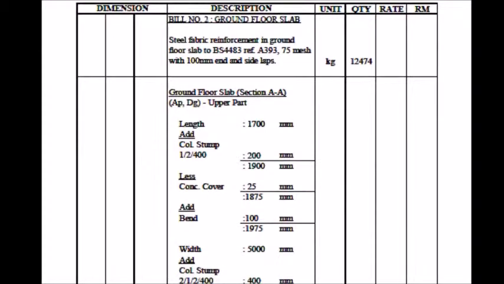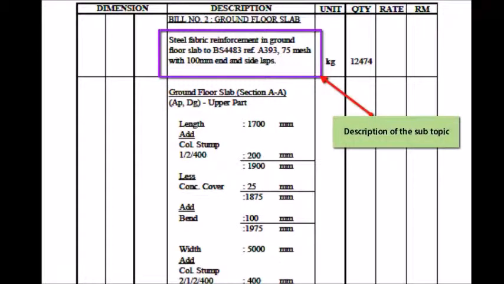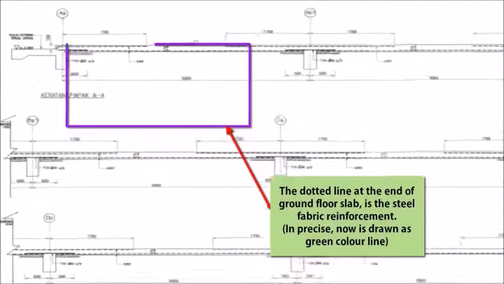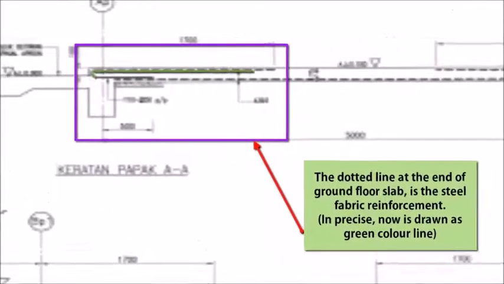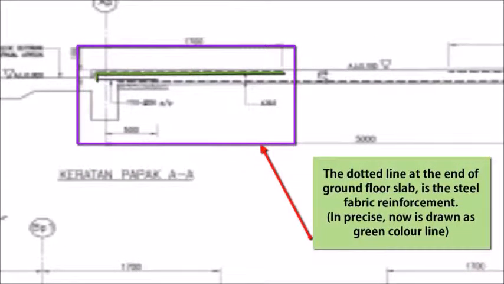Next, let us proceed to the steel fabric reinforcement. The description of this subtopic is steel fabric reinforcement in ground floor slab, to BS 4483, ref A393 mesh with 100 mm end and side lap. Look back to the ground floor slab detail plan. Here, we can see the length of steel fabric reinforcement used in the ground floor slab. Now we start the calculation for the position at AP.